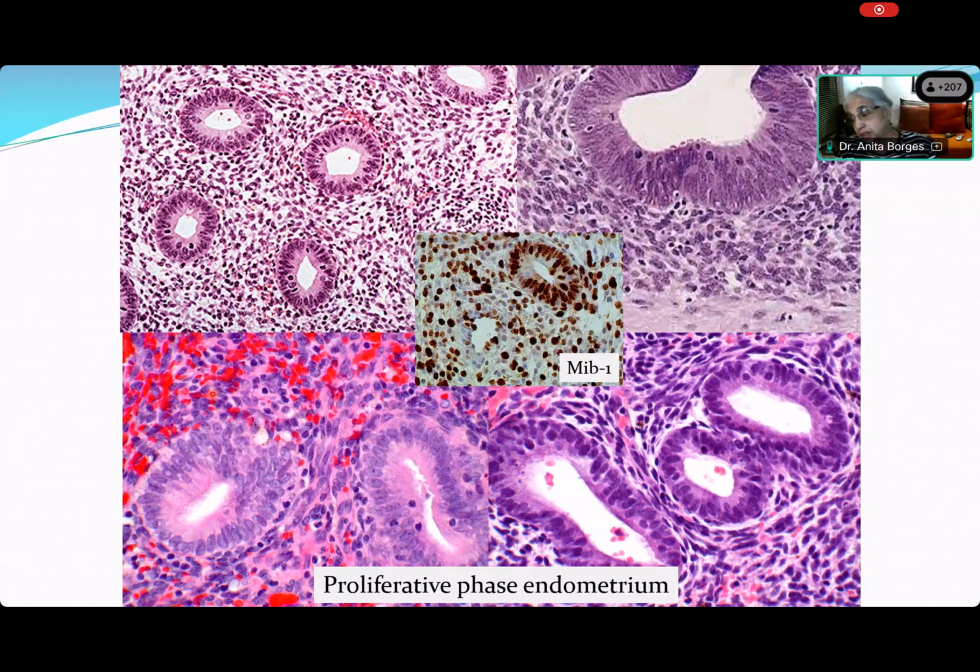All right, now I'll show you this. Look at this. This is Ki67 or MIB1, and it shows you just how many of these stromal cells as well as the cells of the glands are in mitosis. So it is a very active phase. So the proliferative phase is recognized by one thing and one thing alone. And what is that, Nargis? Say it loudly. Mitosis.